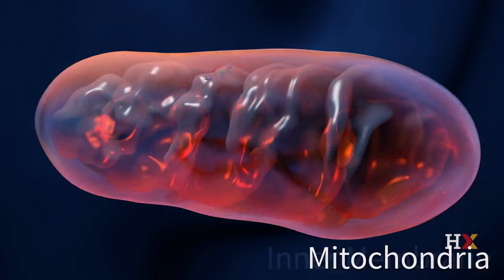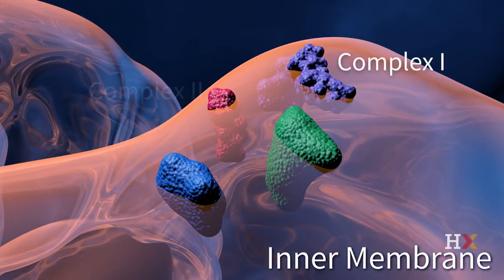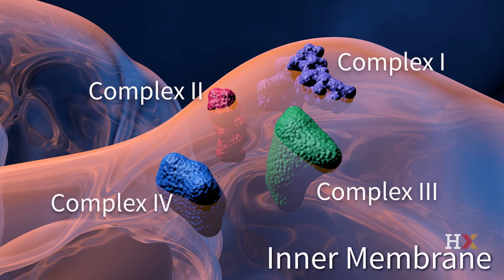Inside the inner membrane of mitochondria, electrons flow down 4 protein complexes, creating a proton gradient that drives ATP synthesis. These 4 complexes form the electron transport chain.